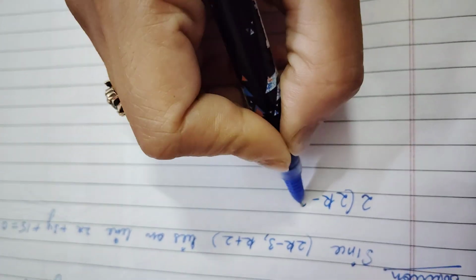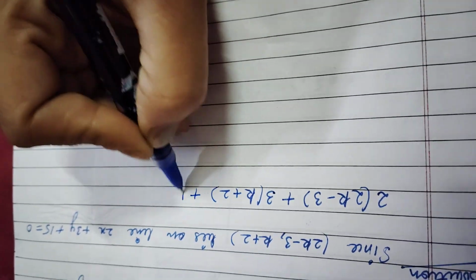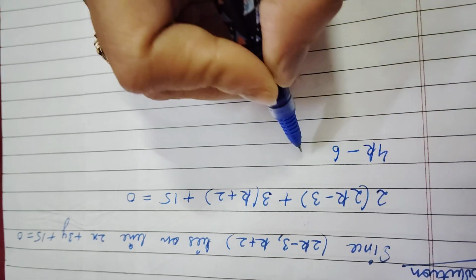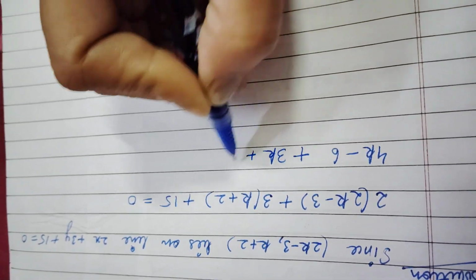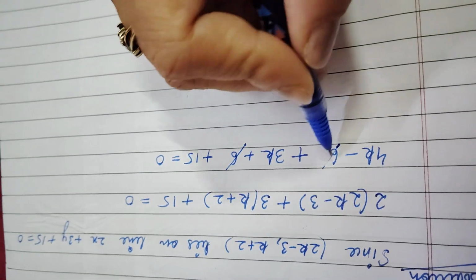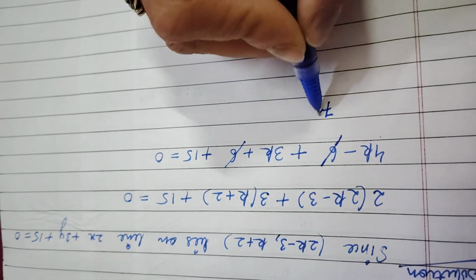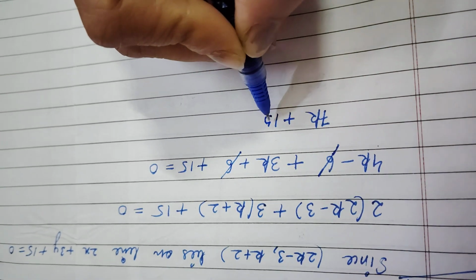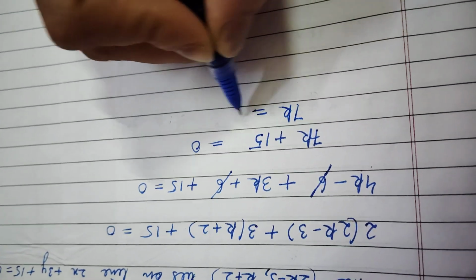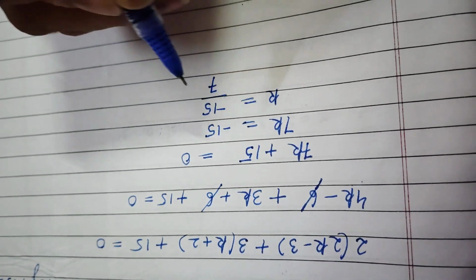2 into (2k minus 3) plus 3 into (k plus 2) plus 15 equal to 0. Now expand it. 4k minus 6 plus 3k plus 6 plus 15 equal to 0. Now the 6 cancels out with the 6. 4k plus 3k will become 7k, plus 15 equal to 0. So 7k is equal to minus 15. So the value of k is minus 15 upon 7.